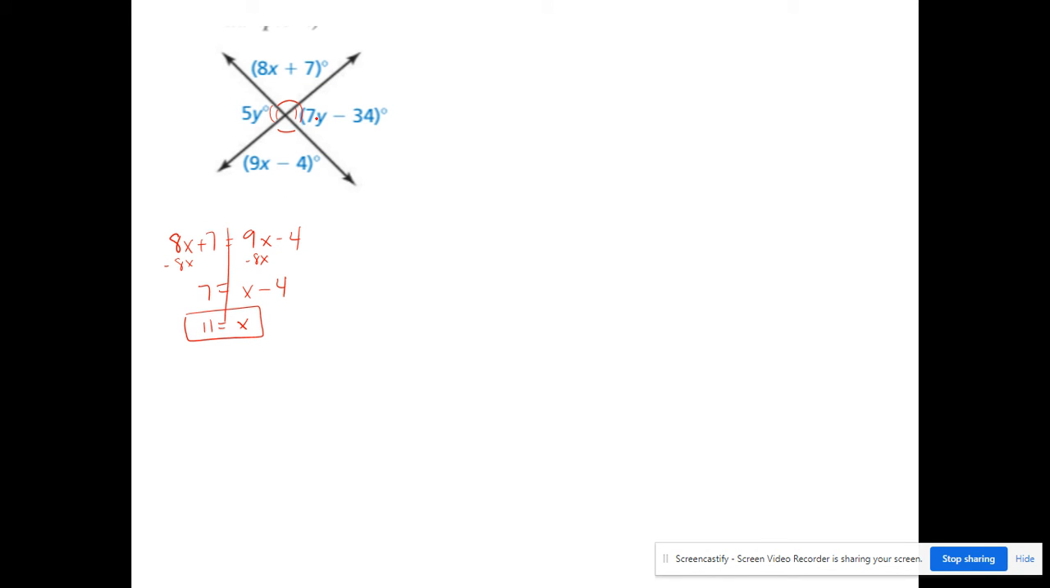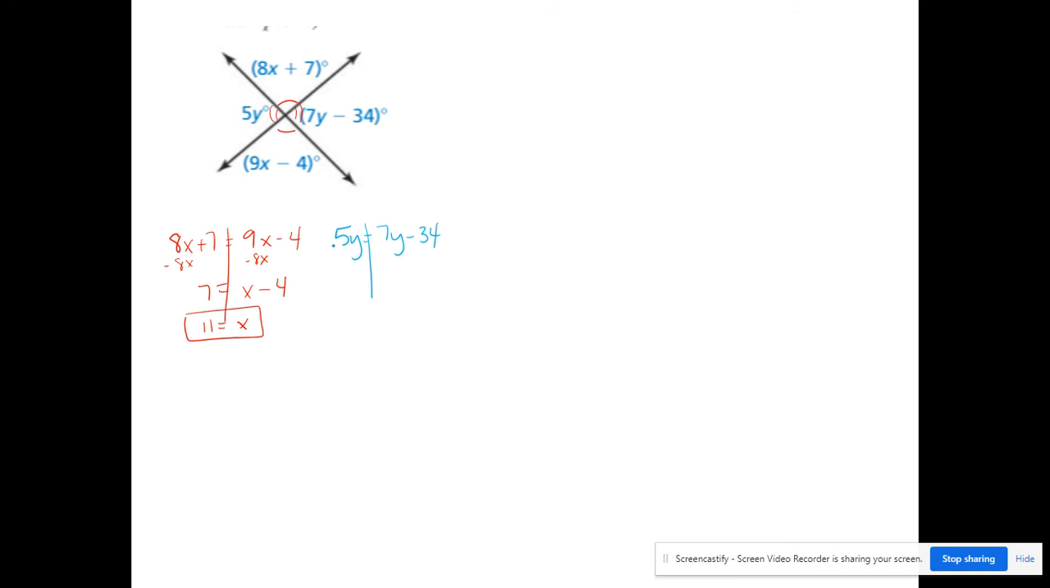Okay. Now I'll go back and do my y values. Go ahead and change colors on that so we can decipher the two. So I've got 5y equals 7y minus 34. Now here's a special situation. Normally I would pick on the little guy. And in this particular time, I'm actually not going to pick. This is one of the few times I don't pick on the little guy.